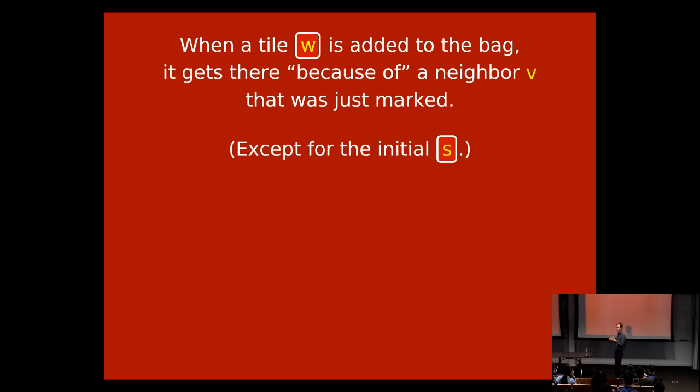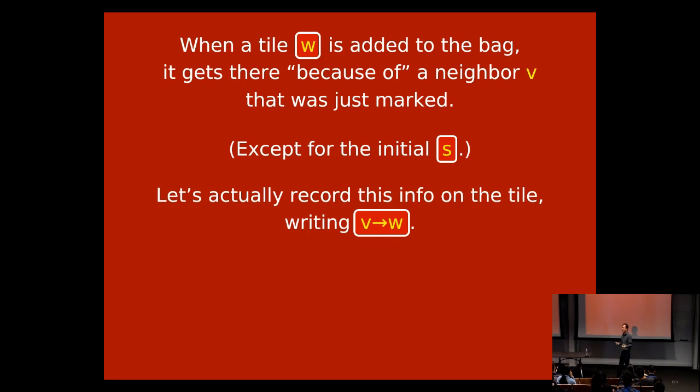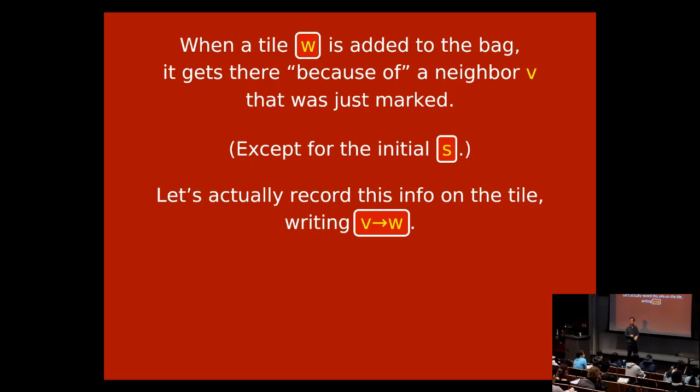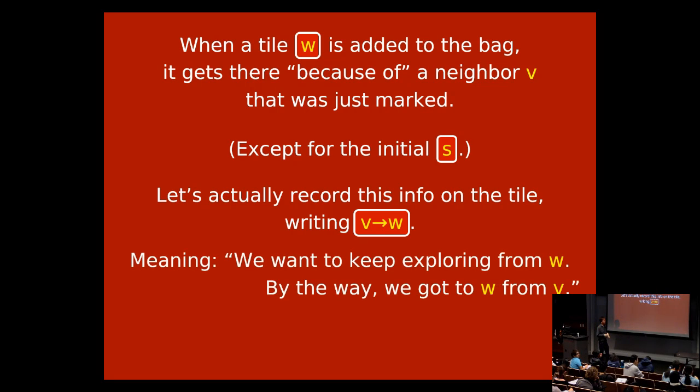So, okay, that's except for the initial tile, S, which we put in there at the start. So actually, let's update the algorithm a little bit. Let's make it carry around a little more information, and let's record that info on the tile. So instead of just putting W in and saying, okay, W, we're going to explore from you later, let's write down so that we remember: this means we want to explore from W, but just remember, W got in the bag because we just marked V. We got there from V.